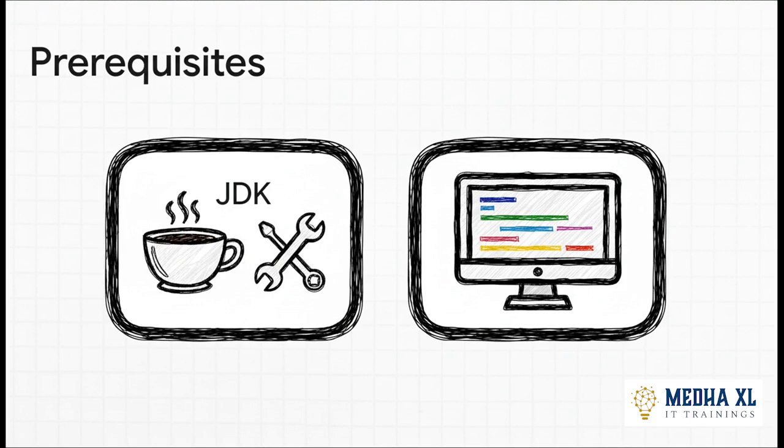Before you write a single line of automation code, you just need 2 tools. First, the Java Development Kit, or JDK. That's what lets your computer understand and run Java. Second, you'll want an IDE, like Eclipse. Think of it as just a smart text editor that makes writing and organizing your code a whole lot easier.